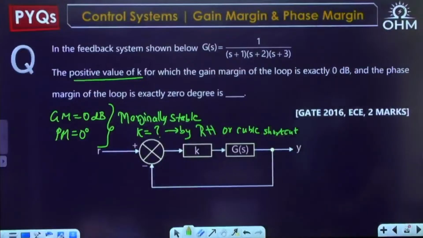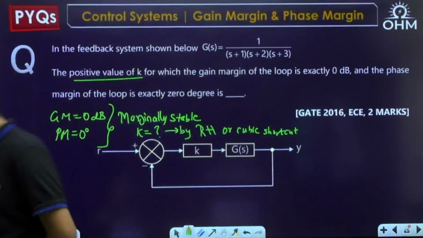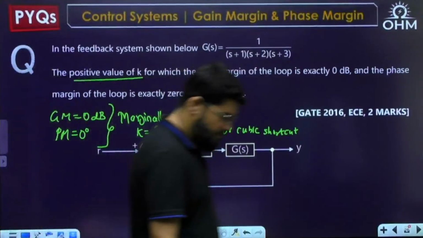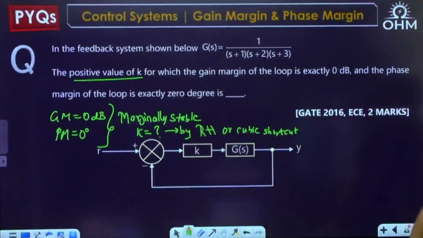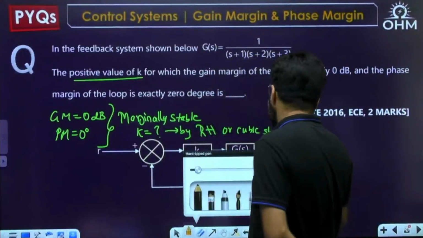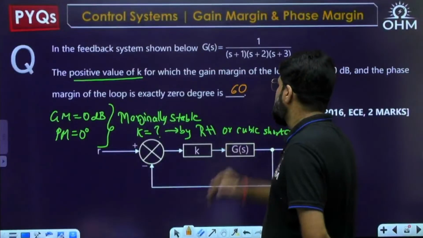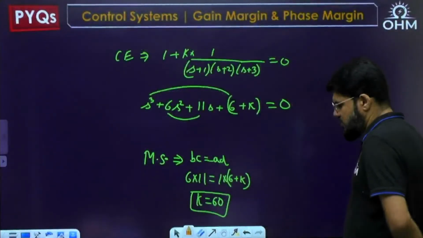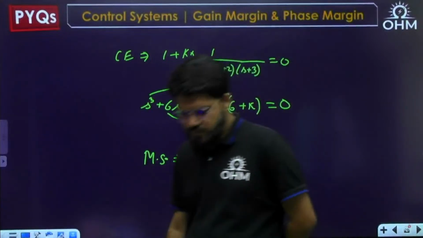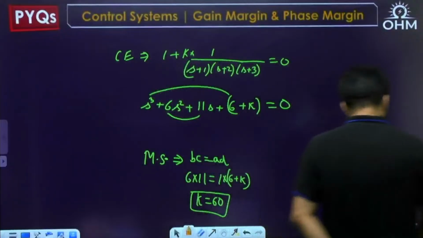This is what it is. Got it? So K equal to 60. The answer is 60. Okay, next question then.